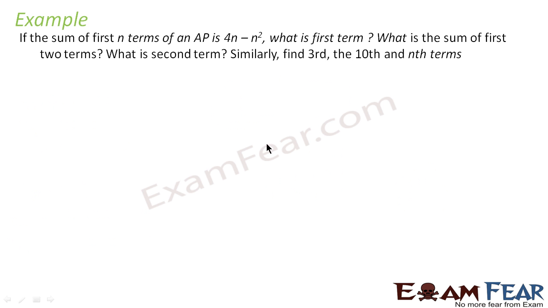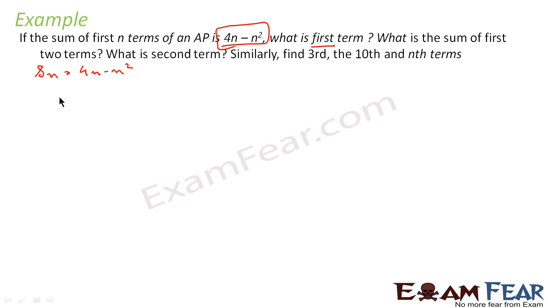If the sum of first n terms of an AP is 4n minus n square, what is the first term? What is the sum of first two terms? What is the second term? And similarly third, 10th and nth. The question says that Sn is equal to 4n minus n square.